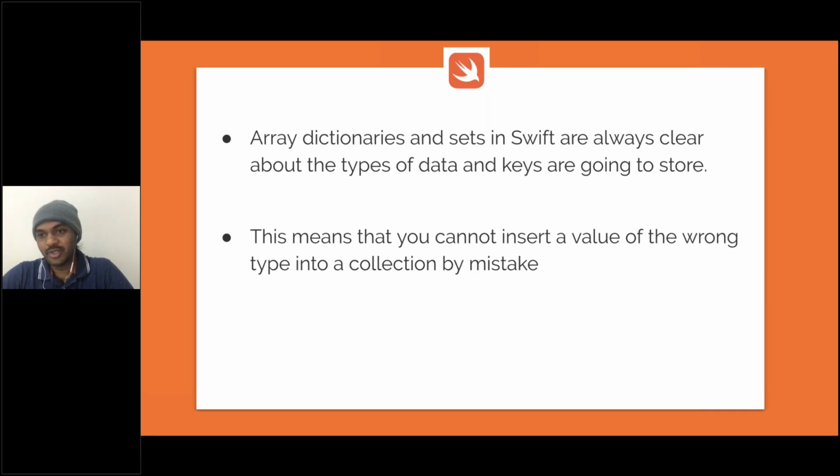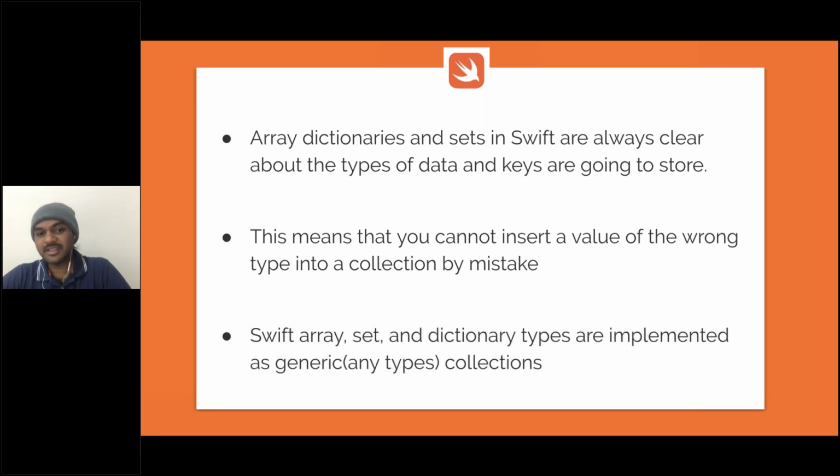This means that you cannot insert a value of the wrong type into a collection by mistake. Let's say you are going to create a dictionary with the key-value pair of string and int, then you have to maintain the same order. You can't enter the wrong thing by mistake, because we already discussed that type checking and safe checking will be there. The same type of element has to be maintained, otherwise it's not going to work.